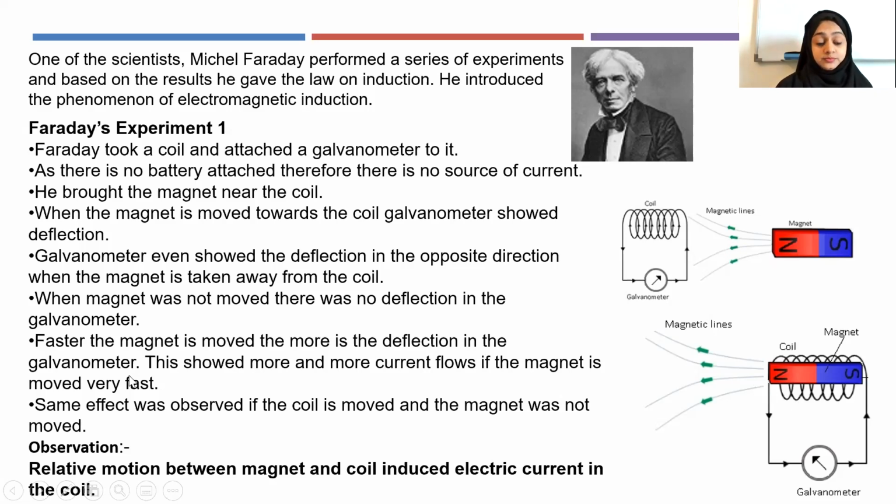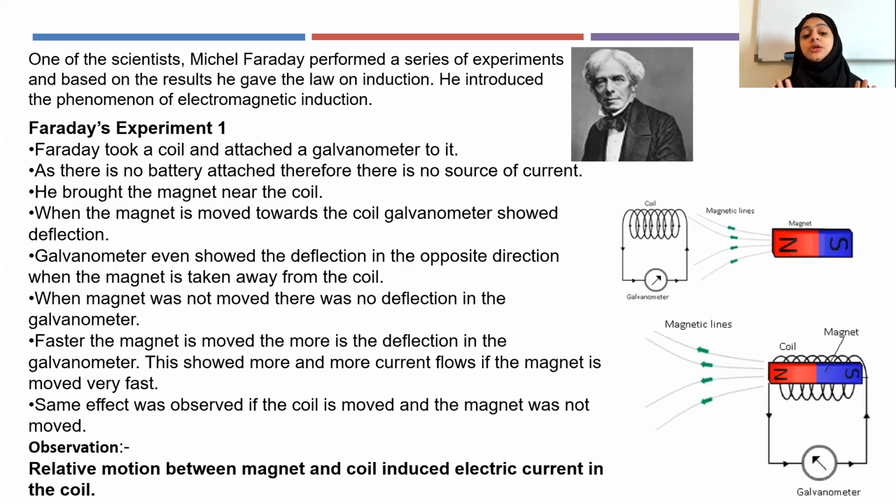Teacher, what is deflection? Deflection means, suppose this is the pointer in a galvanometer, my finger, okay? This is deflection. Deflection means moving from its original position. Teacher, it means if the magnet moves only, there will be current, right? Yeah, then only there is current.